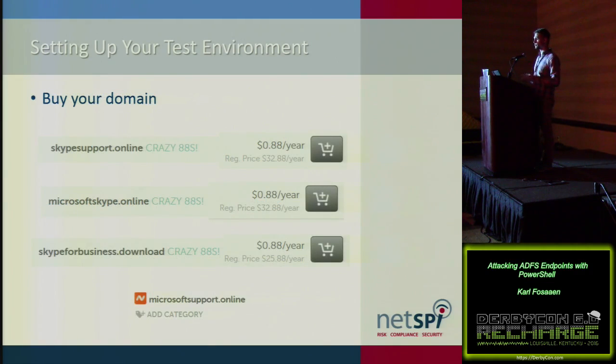First things first, you probably want to have a domain ready to do some of this stuff with. In my case, I was able to pick up MicrosoftSupport.online for 88 cents. Pretty handy. There's a couple other options that you might want to use. In our examples here, we're going to be dealing with MicrosoftSupport.online. Seems pretty legit, especially as we're talking to people over Skype.